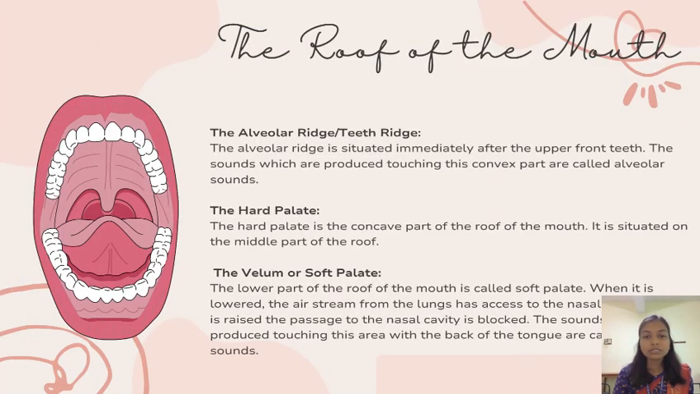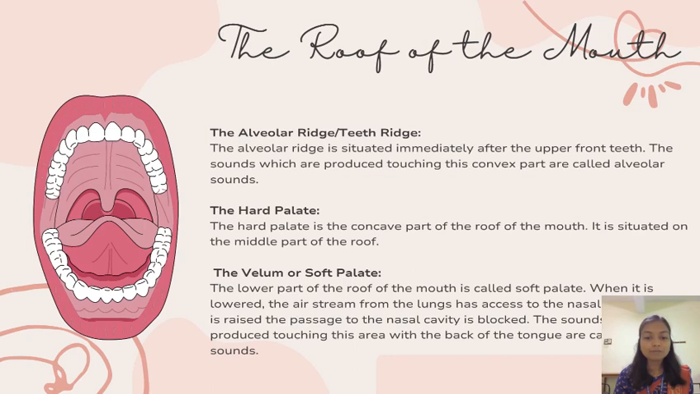The alveolar ridge, which is otherwise called the teeth ridge, is situated immediately after the upper front teeth. The sounds which are produced touching this convex part are called alveolar sounds. The next is the hard palate. The hard palate is the concave part of the roof of the mouth. It is situated on the middle part of the roof.